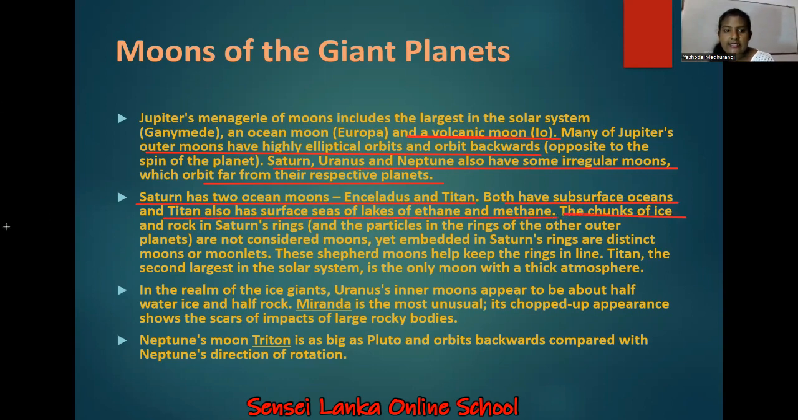The chunks of ice and rock in Saturn's rings are not considered moons. So dear children, you have to remember Saturn has a set of rings. Can you remember? In my earlier video lesson about the outer planets, I explained to you about the rings of Saturn. These rings are not moons. Don't misunderstand. It has another set of natural satellites. Titan is the famous one. I'm not going to read out all these paragraphs. If you have time, you can look at them when you are watching my video.